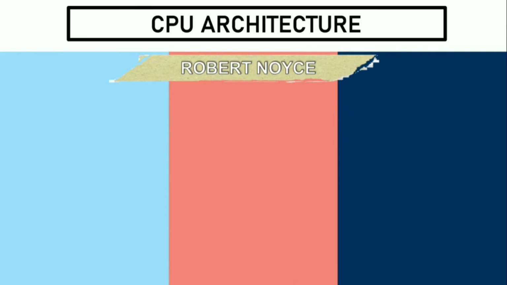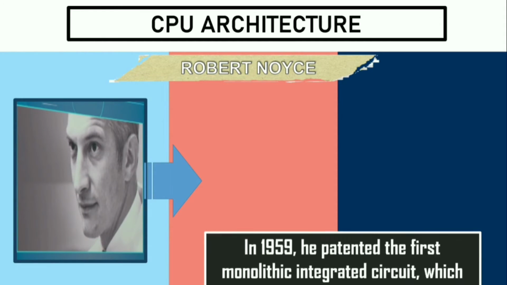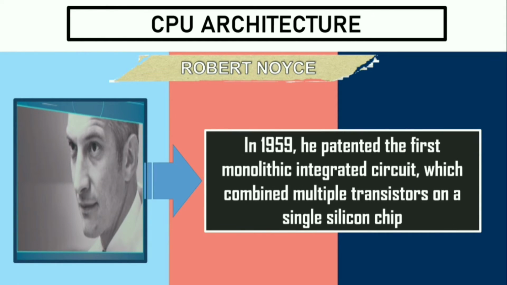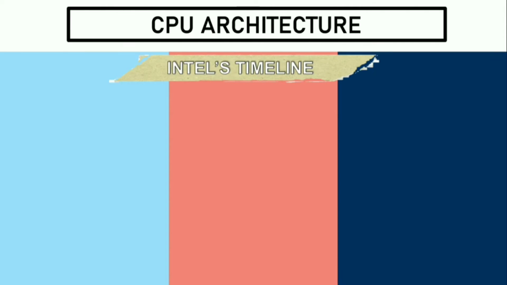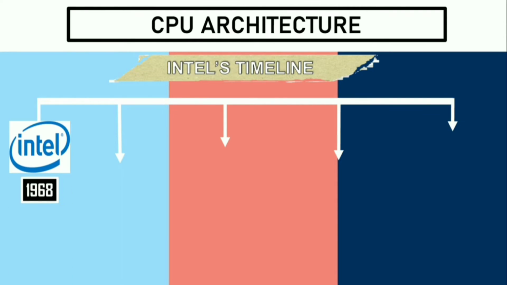Next up is Robert Noyce. In 1959, Robert Noyce patented the first monolithic integrated circuit, which combined multiple transistors in a single silicon chip. Let's have here Intel's timeline. In 1968, Robert Noyce teamed up with his colleague Gordon Moore to found Intel, which is short for Integrated Electronics.